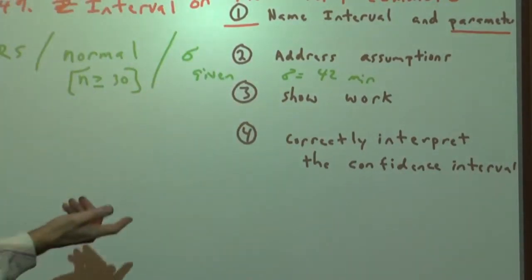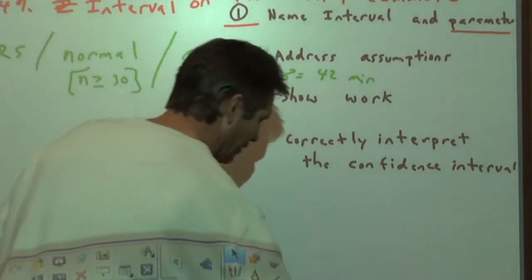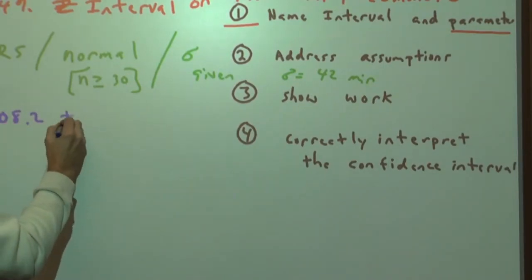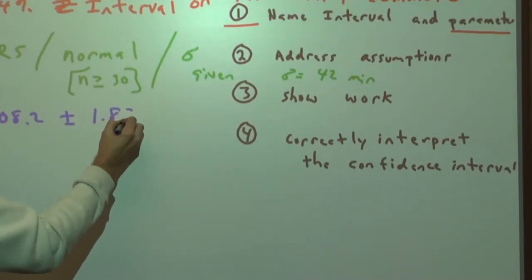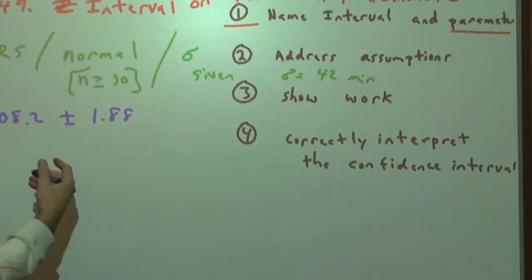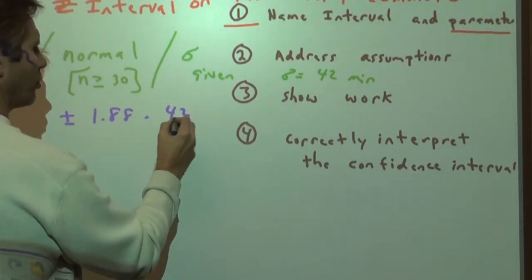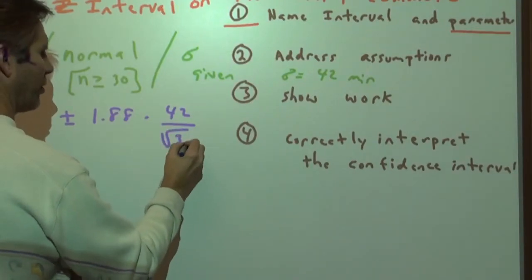If you're not comfortable with that, you need to go back and look at the video on just the Z test of means, because it's the exact same information in regards to addressing the assumptions. Showing your work. This is where we say, oh, okay, we take the sample mean plus or minus the critical z-score, which we could use inverse normal to do that, and then multiply this by the standard deviation, which was 42 over radical 36.